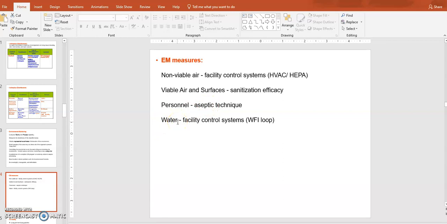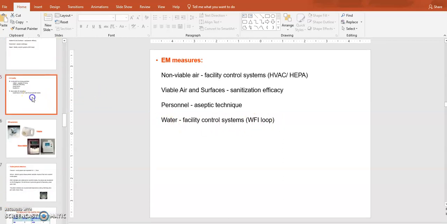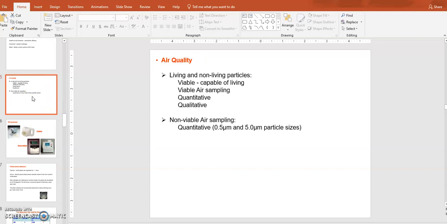Water is used inside of a clean room area. You need to make sure that water meets the WFI requirements, WFI quality. We talked about the water quality in the previous class. So if you are measuring the air quality, of course, like I said, non-living and living particles will all be measured. Okay, so then what do you mean by living?